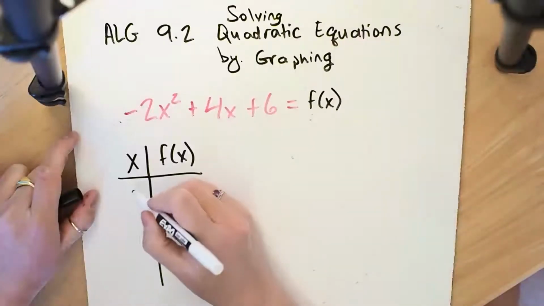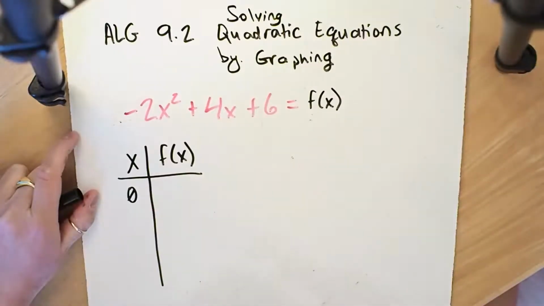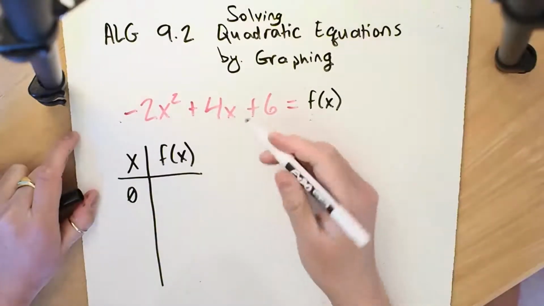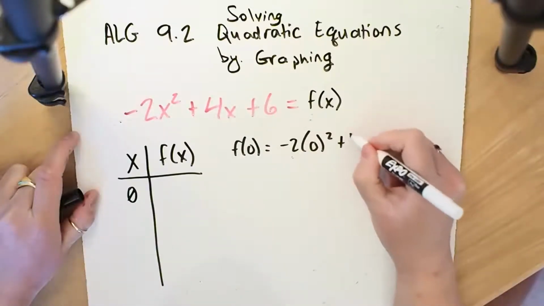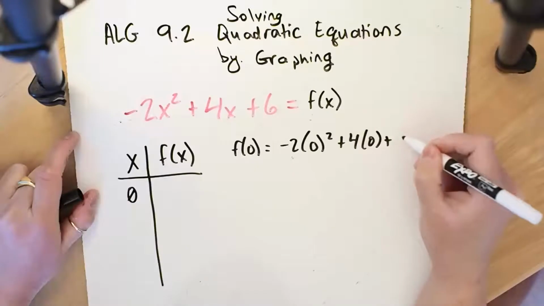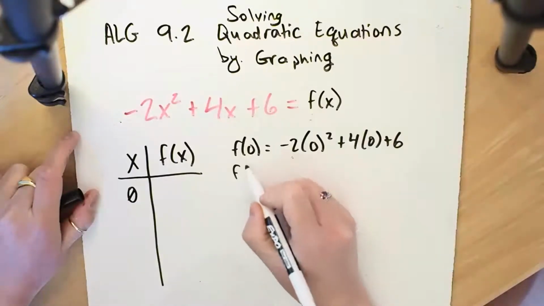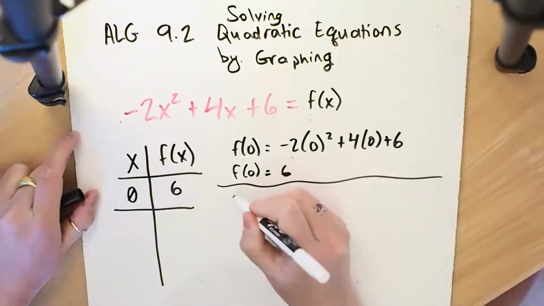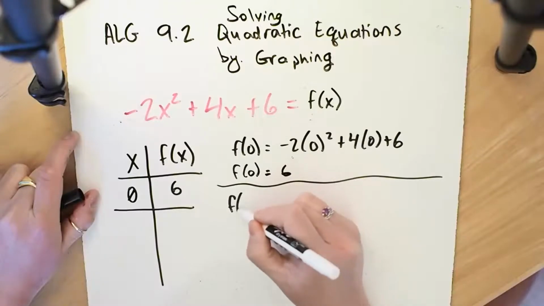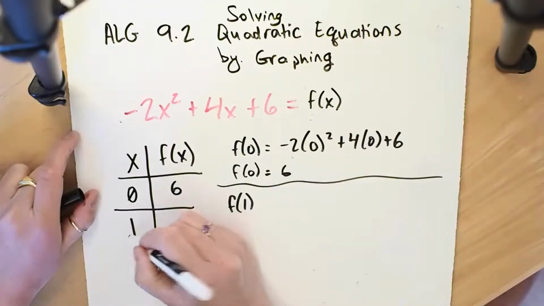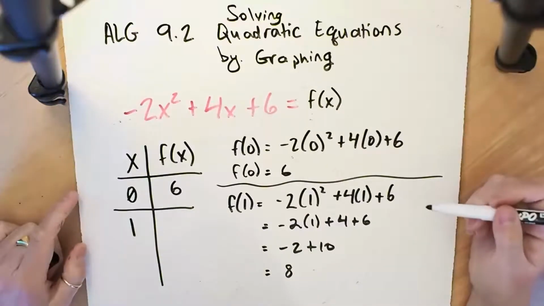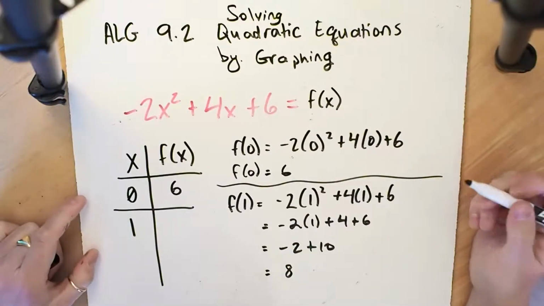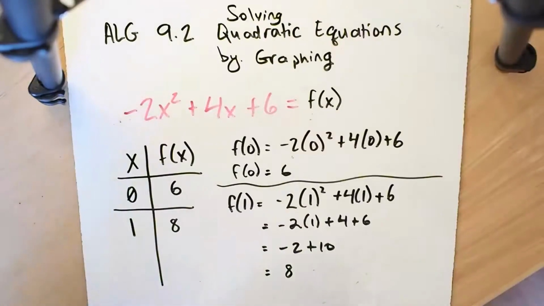I'm going to pick the value 0 because that's really easy to plug in. When x is 0, I can write it like this: f of 0 equals -2 times 0 squared plus 4 times 0 plus 6. That means f of 0 is 6. Let's do another value. I'm going to pick, why not, f of 1? So when x is 1, y is 8. And I'm going to continue to do that until I've built a nice picture of what my graph looks like.